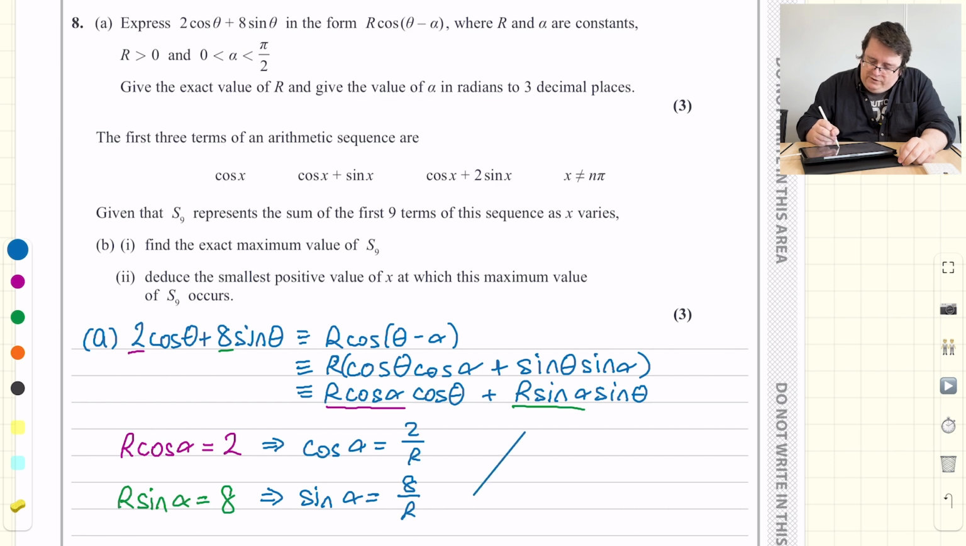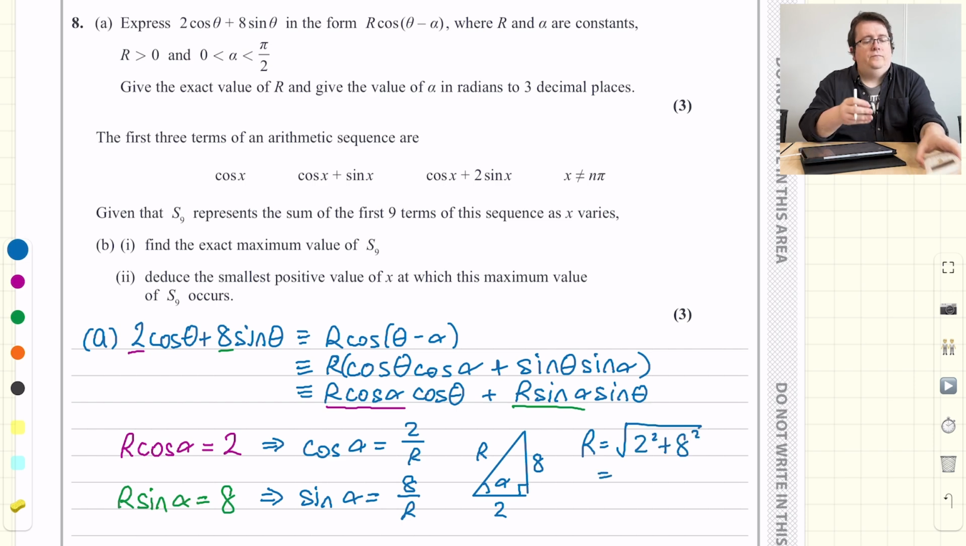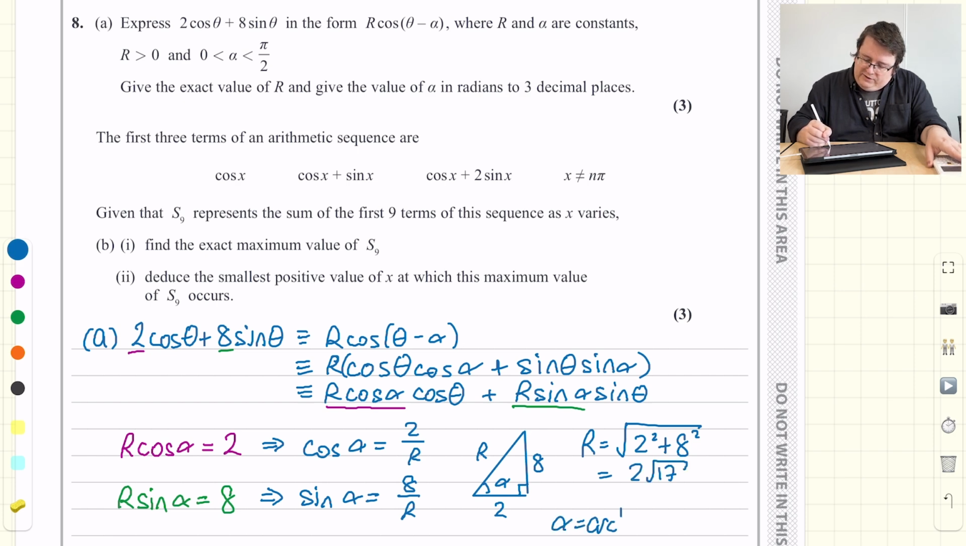Let's draw ourselves a right angle triangle. Here's alpha. And if cosine alpha is 2 over r, that's the adjacent over the hypotenuse, so 2 over r. And sine is opposite over hypotenuse, so the opposite side must be 8. So r is the square root of 2 squared plus 8 squared. So 2 squared plus 8 squared is 68. Square root of 68 is 2 root 17. And alpha is arctan of 8 over 2. So arctan of 4.